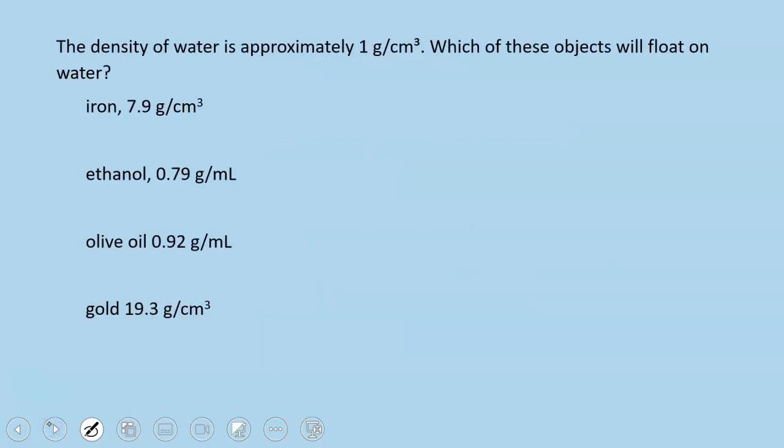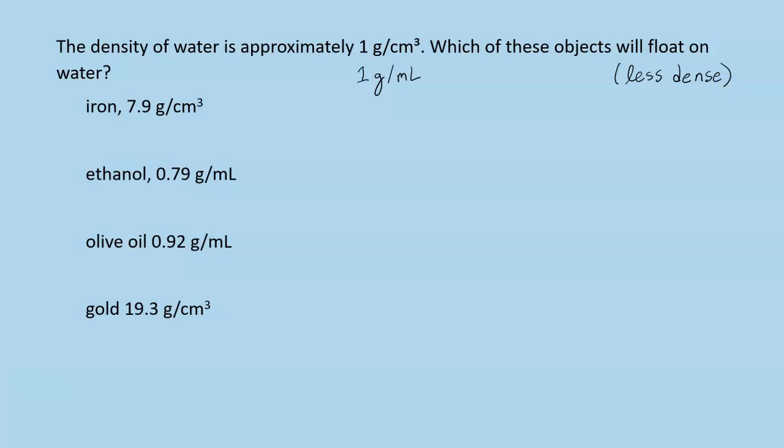So in our first example, the density of water is approximately 1 gram per centimeter cubed. Now we need to remember that that is the same thing as 1 gram per milliliter. Which of these objects will float on water? What this question is asking is which object is less dense than water. So when we're talking about something that floats, it needs to be less dense than the liquid that it is in.